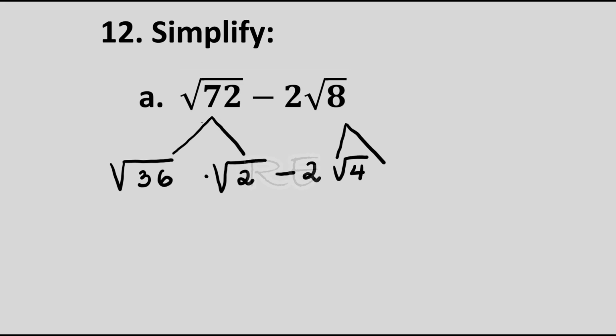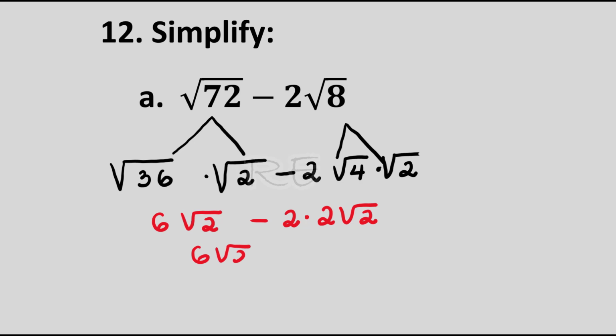Square root of 8 is equal to square root of 4 times square root of 2. 8 is equal to 4 times 2. 4 is perfect and square root of 2 is the irrational. Square root of 36 is 6, so 6 square root of 2. Square root of 4 is 2. It's minus 2 times 2 square root of 2.